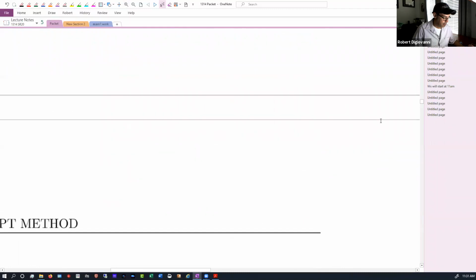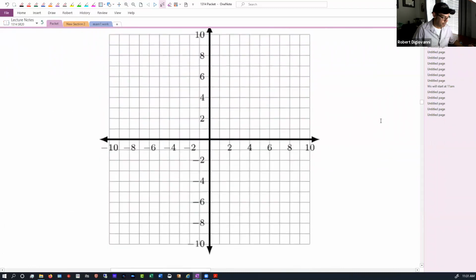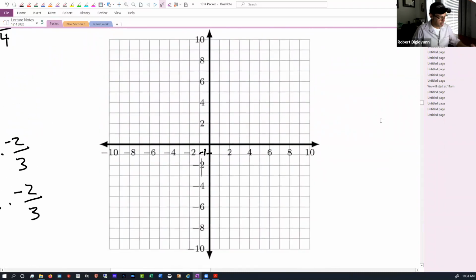Oh, wow, that didn't work. Where's it? There it is. It's really hard to put this in here. Here's negative 1, here's negative 2. So negative 1.3 is somewhere around here. It's hard to figure out exactly where to put it, so you're just going to have to ballpark it, if you know what I mean.